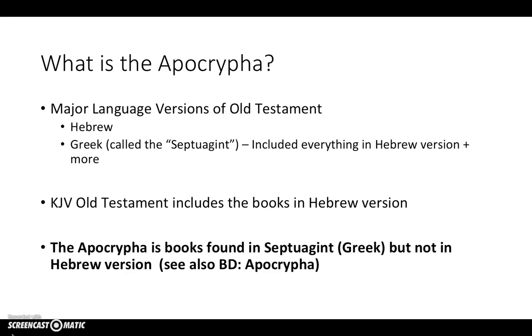The Apocrypha is simply those books that were found in the Septuagint, that is the Greek translation, but not in the Hebrew version. A place that you can easily read more about this is the Bible Dictionary under the entry Apocrypha. It's very useful, it provides a summary of some of the books, and I encourage you to do that.